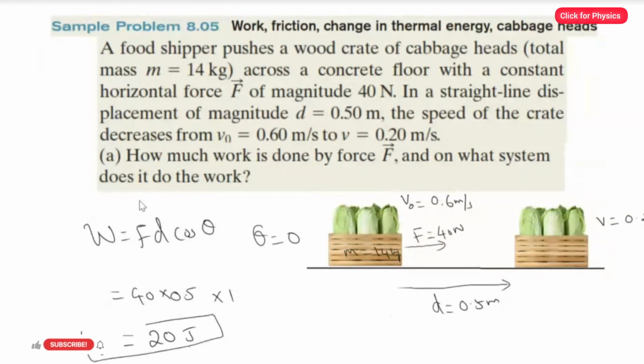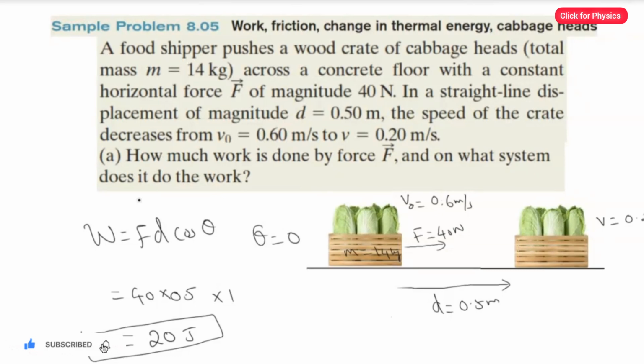And here we have one more question on the same. So we have to give the answer on what system does it do the work. So here we have to see the speed. The speed gets reduced from 0.6 meter per second to 0.2 meter per second. That means it has some frictional energy. That means the frictional force will be there. So the most important thing here, because of the friction, its speed gets reduced.